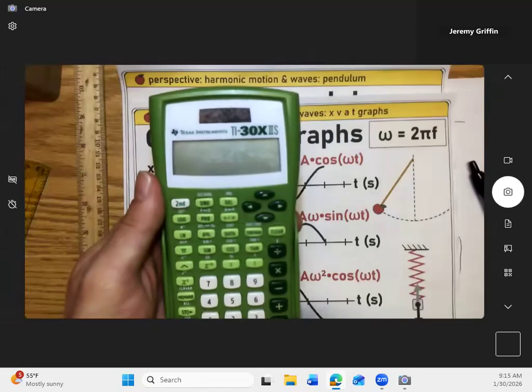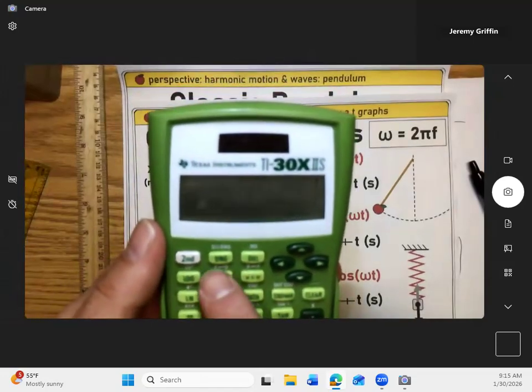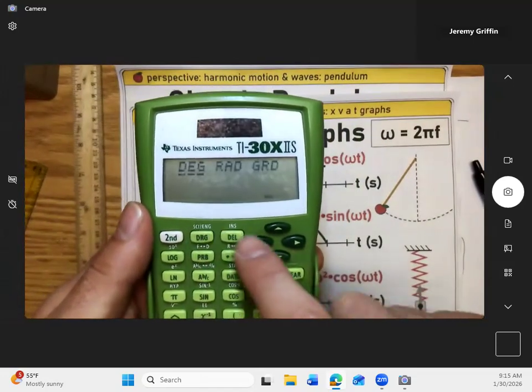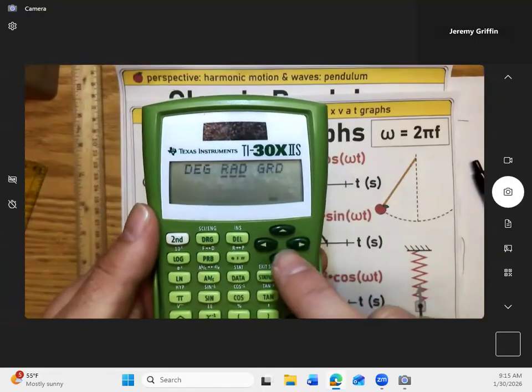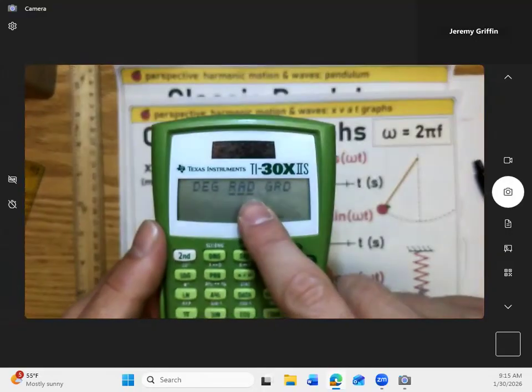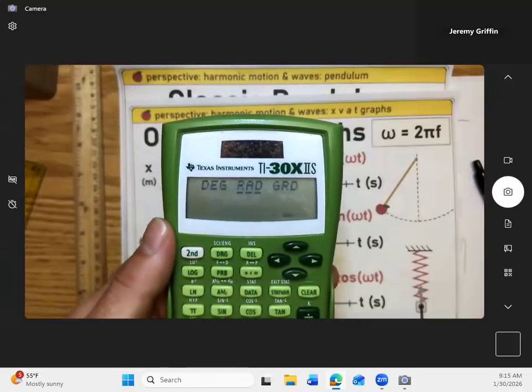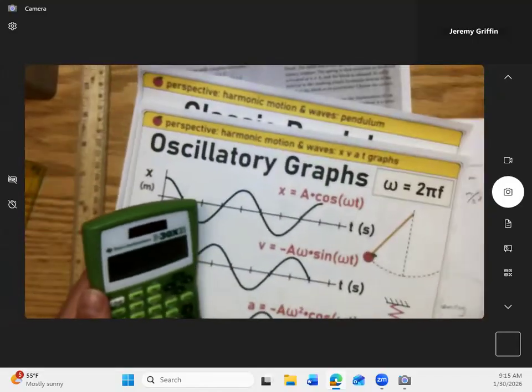Everybody pull up your calculator. Switch it to radians. Hit DRG and switch it over to radians. We'll switch it back later. Just switch it to radians real fast. Okay. Is everybody's calculator in radians now? Yeah.